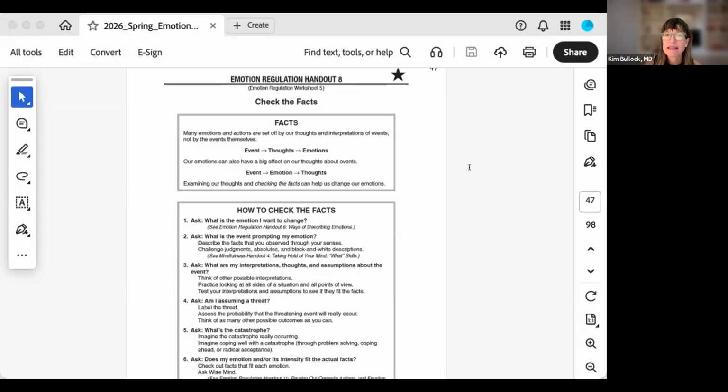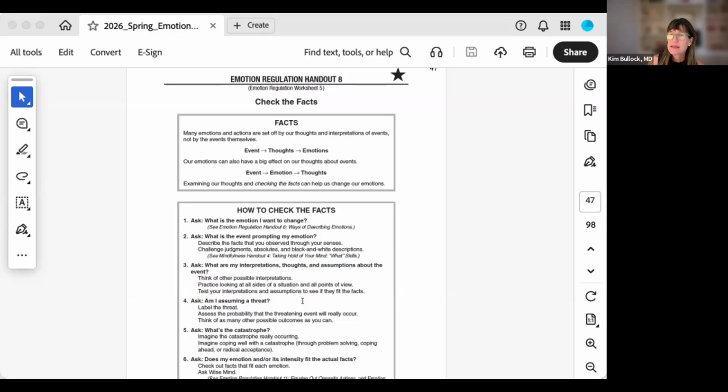Catastrophizing can increase both physical pain and emotional pain. So I think it's important to think about your catastrophe and imagine actually coping with it well. Imagine yourself in the worst possible situation. Ask yourself, how likely is that to happen? And then think about yourself problem solving, coping ahead, radically accepting. And then lastly, ask yourself, does the emotion and the intensity fit the facts?